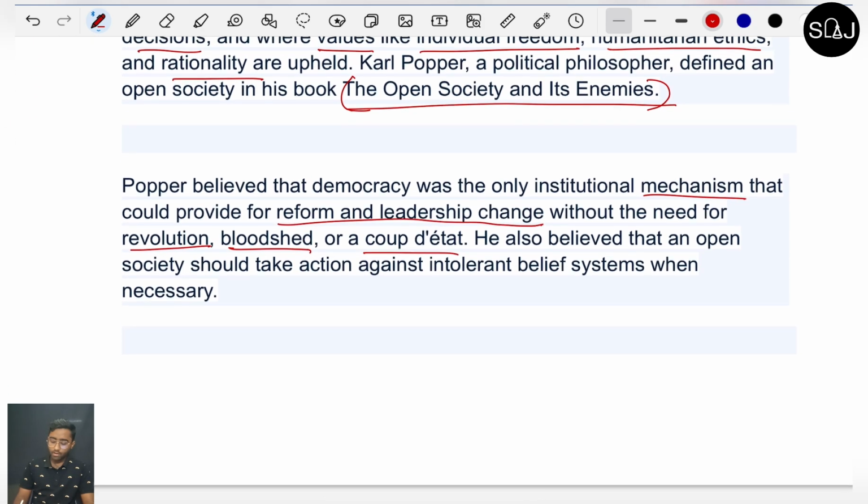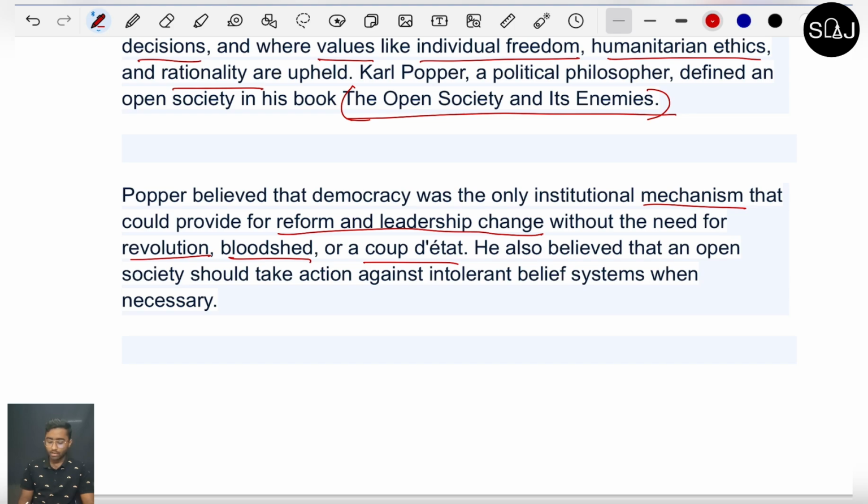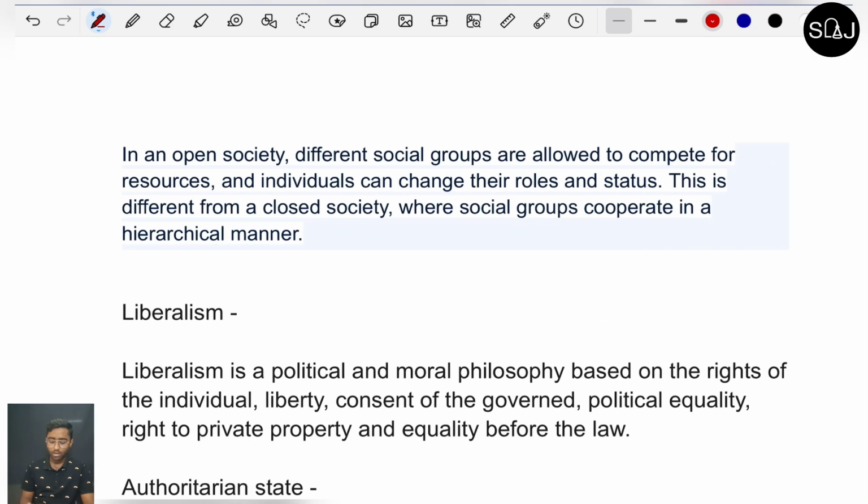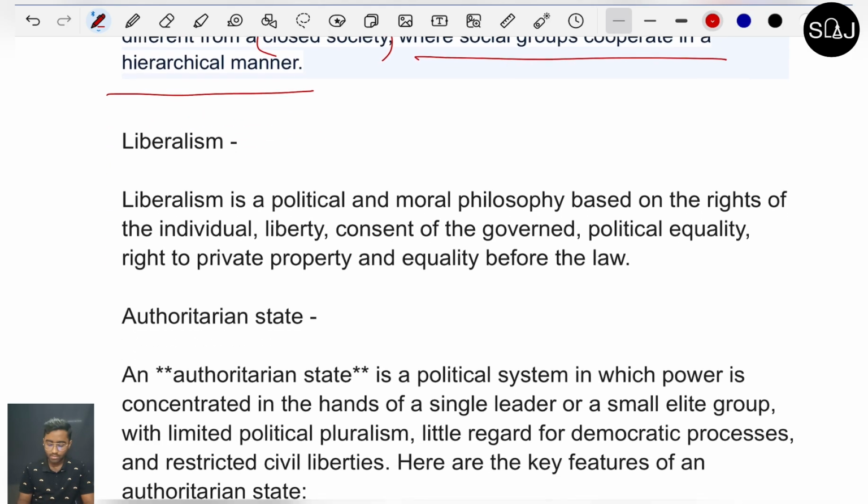He also believed that an open society should take action against intolerant belief systems when necessary. In an open society, different social groups are allowed to compete for resources, and individuals can change their roles and status. This is different from a closed society where social groups cooperate in a hierarchical manner. So this hierarchy is not there in the open society. It is there in the opposite of that, which is the closed society. So this is one major difference between open society and closed society.